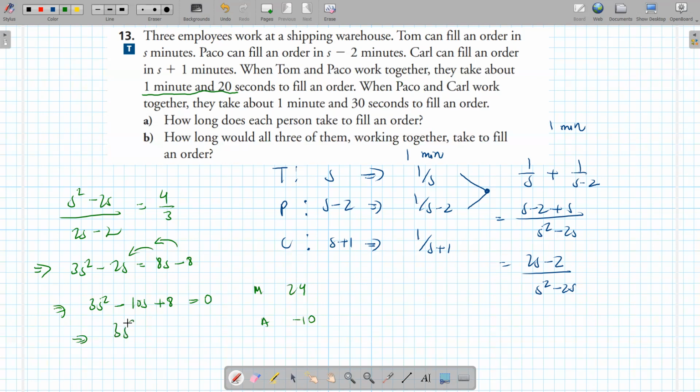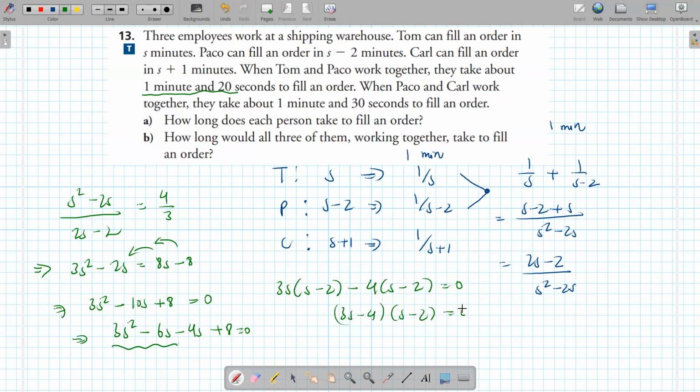So this one we're going to do like this. 3s squared minus 6s minus 4s plus 8 equals 0. From the first two terms here, you can pull out a 3s. You're left with s minus 2. From the next two terms, you can pull out a -4, also leaving s minus 2. So this becomes (3s minus 4)(s minus 2) equals 0. So s is 4/3 and s is 2. Okay?